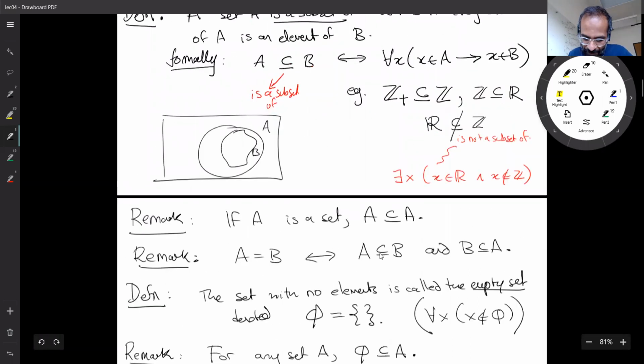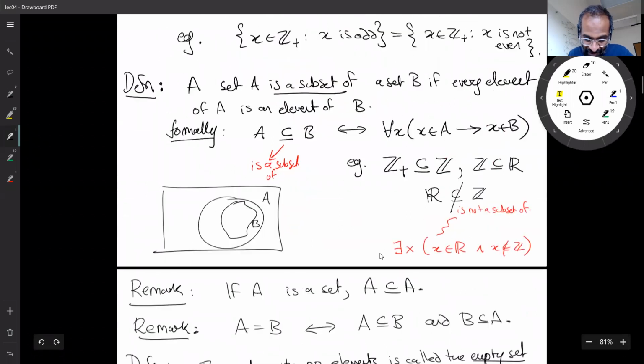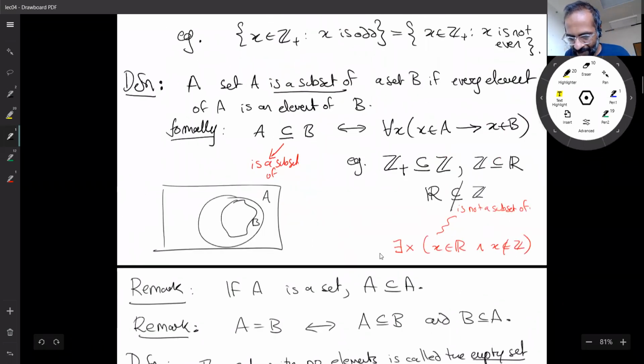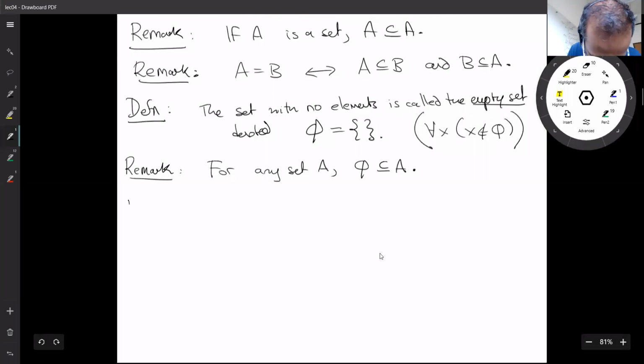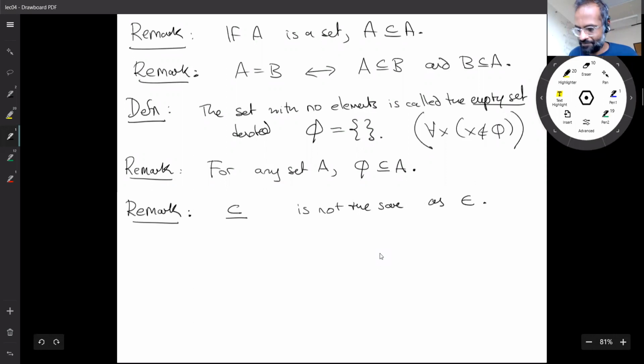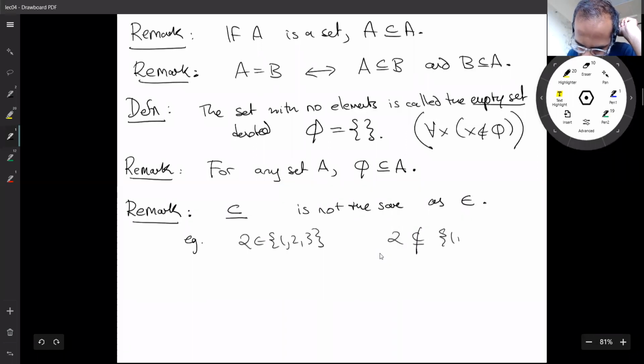Now, one common point of confusion for people starting to work with sets is to confuse being a subset and being an element. So here's a remark: subset of is not the same as element of. For example, the number 2 is an element of the set {1, 2, 3}, but it's not a subset of the set {1, 2, 3}.